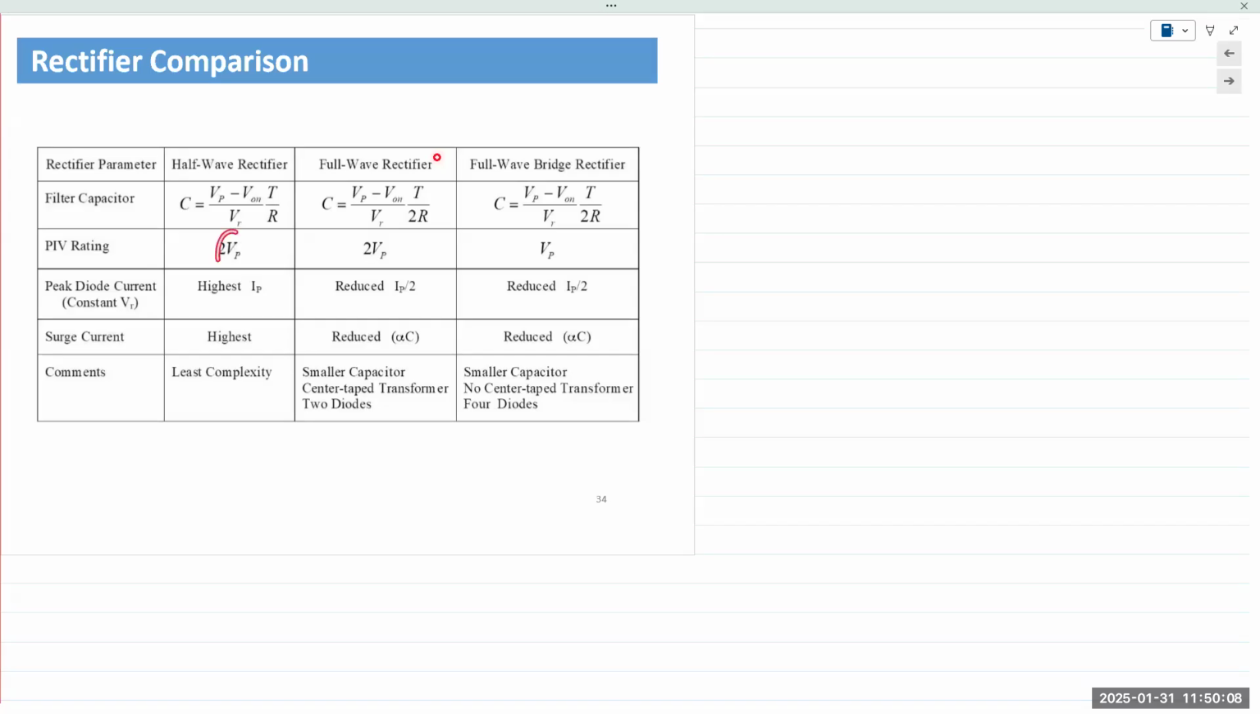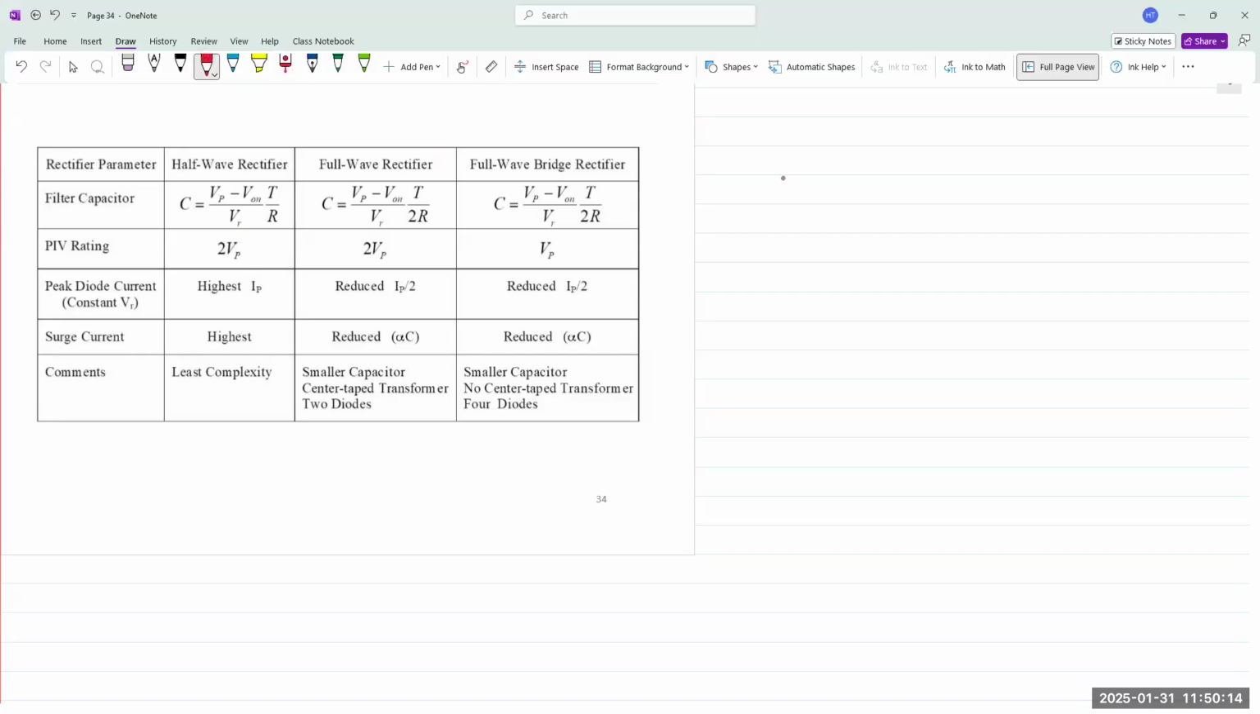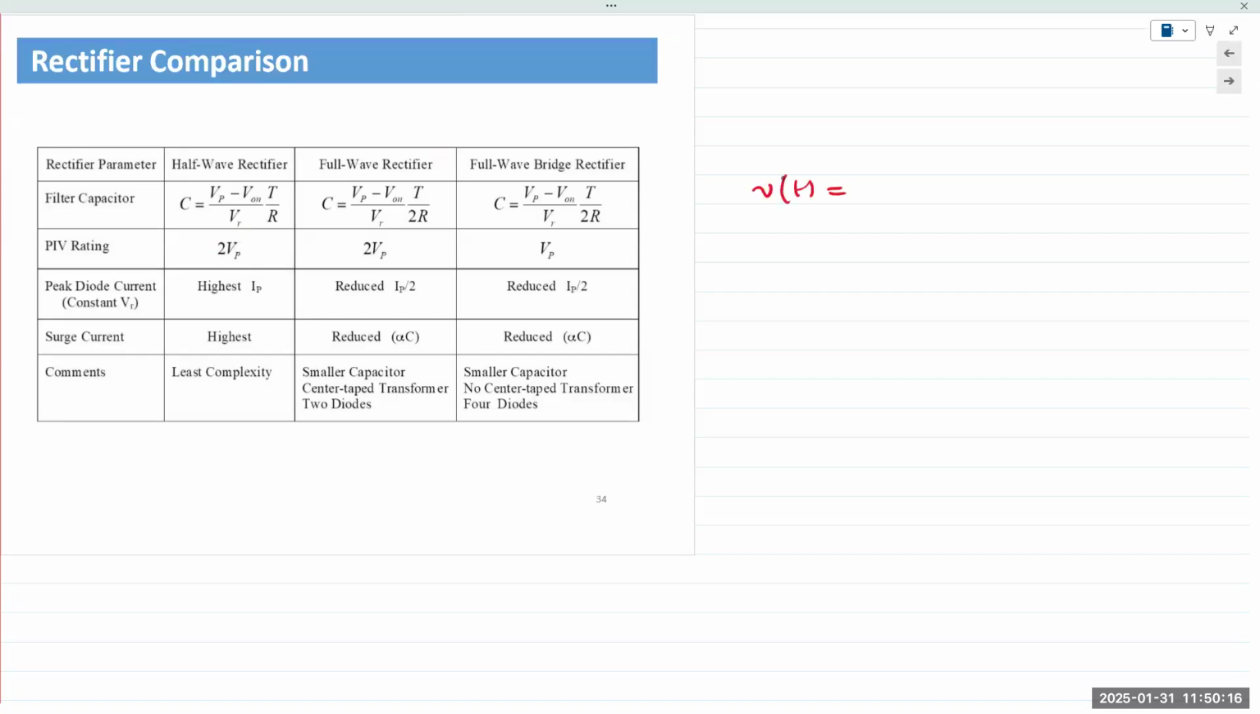Yeah, the input voltage would be Vp, right? V in, V of t is Vp sine omega t, the peak value of the input voltage. Are you thinking in terms of 120 volts?